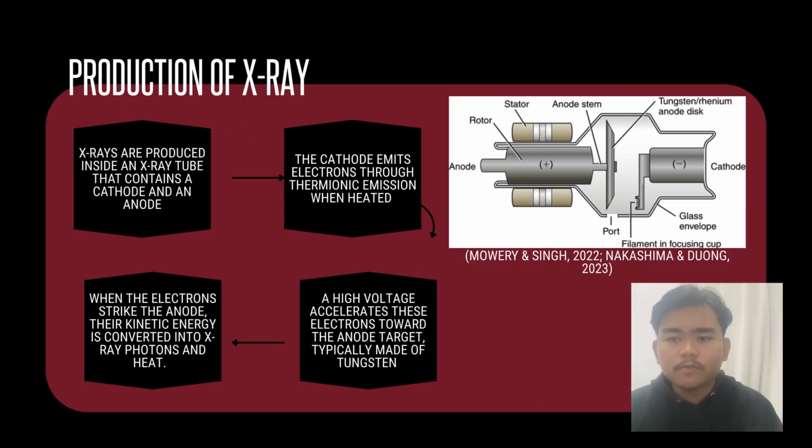Now let us move on to the production of X-ray. X-rays are produced inside an X-ray tube that contains a cathode and an anode. The cathode emits electrons through thermionic emission when heated. A high voltage then accelerates these electrons toward the anode target, typically made of tungsten. And finally, when the electrons strike the anode, their kinetic energy is converted into X-ray photons and heat.